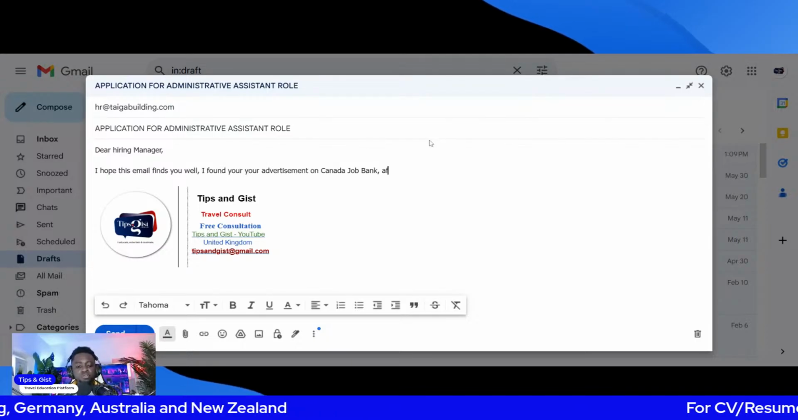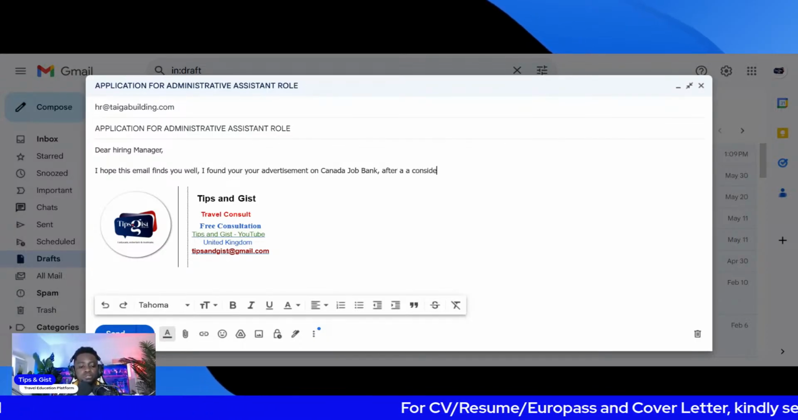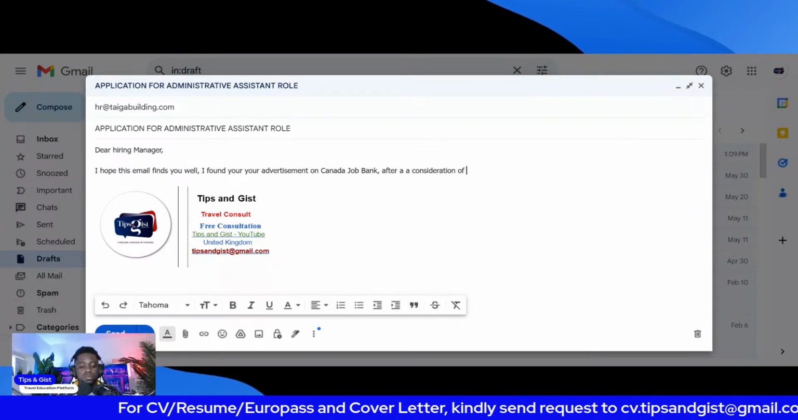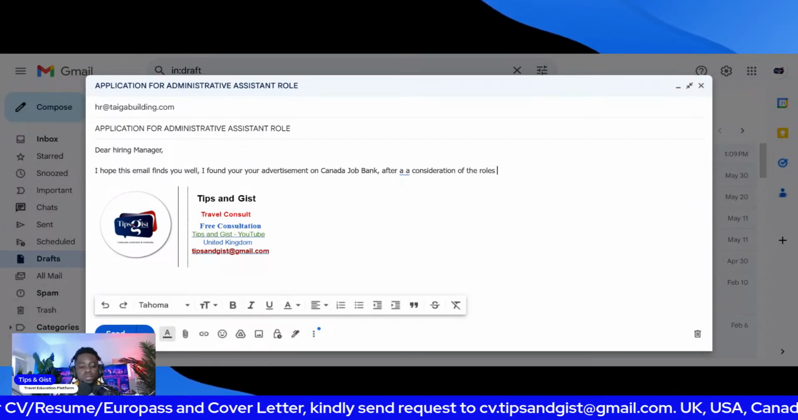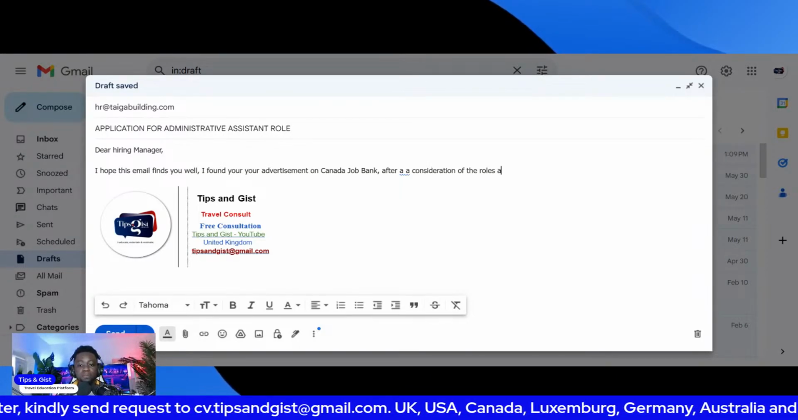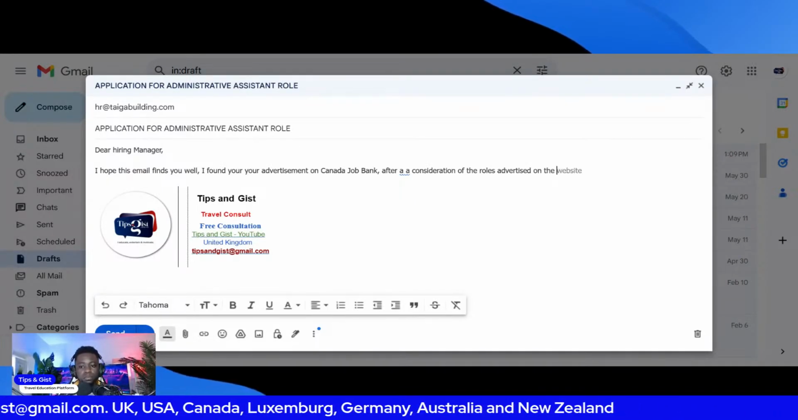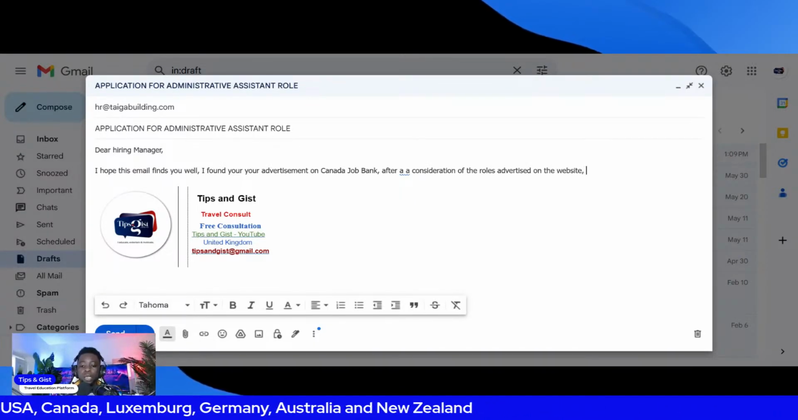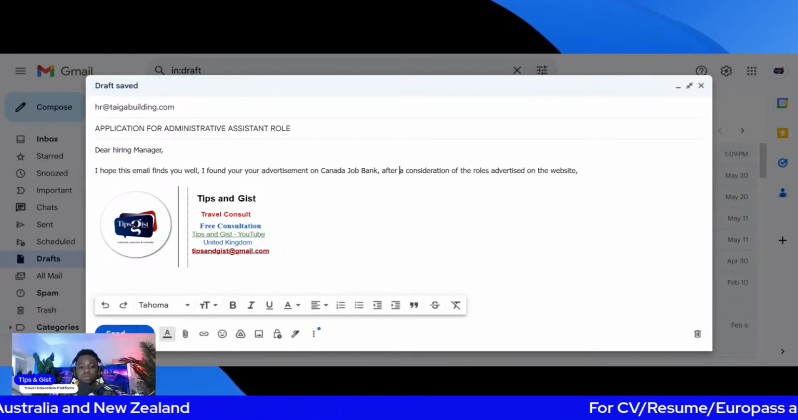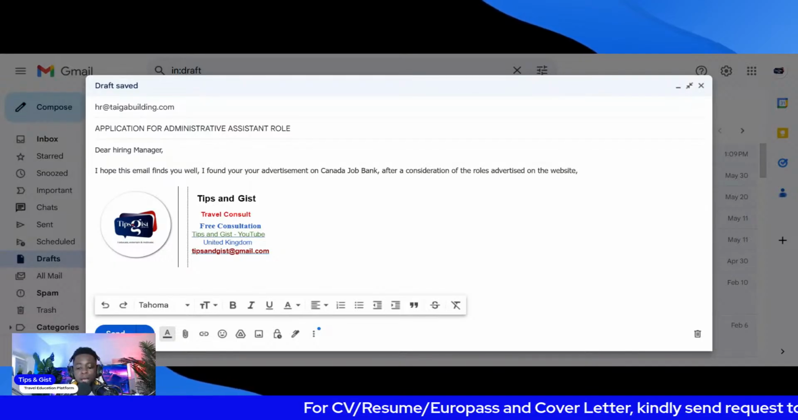So, after a careful consideration of the roles advertised on the platform, or on their website. Okay, because you've already said you saw it on Job Bank. So if you say on the website, the employer knows which website.